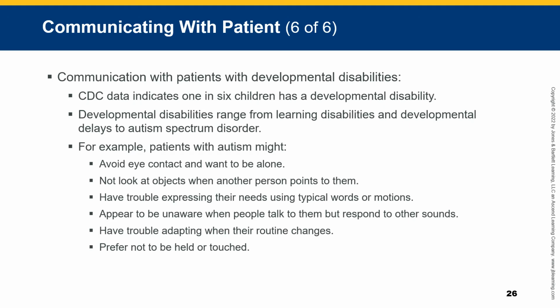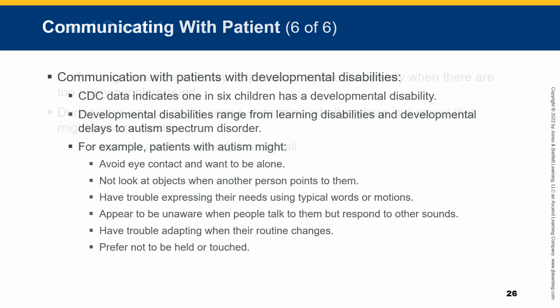For example, patients with autism might avoid eye contact and want to be alone, not look at objects with another person when another person points to that. They have trouble expressing their needs using typical words or motions. They appear to be unaware when people talk to them, but they do respond to other sounds. They have trouble adapting when their routine changes and prefer not to be held or touched.